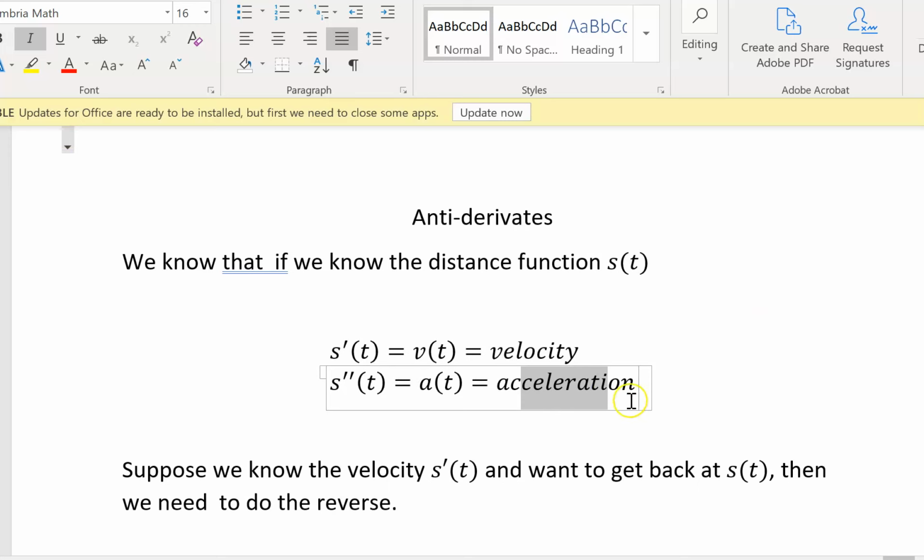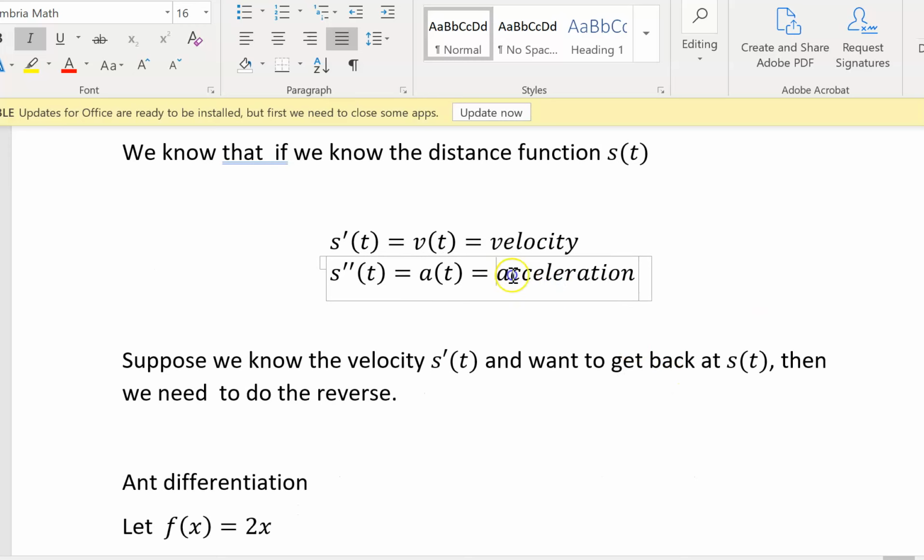Suppose we want to go the other way around. Suppose we know the acceleration, or suppose we know the velocity and we want to get back to the distance. So we need to do the opposite of differentiation, clearly, and that is called anti-differentiation. So let's look at an example.